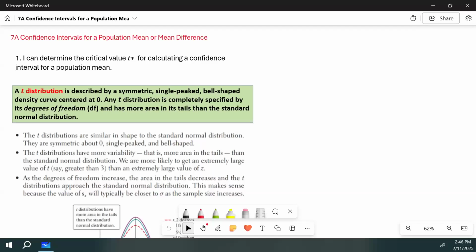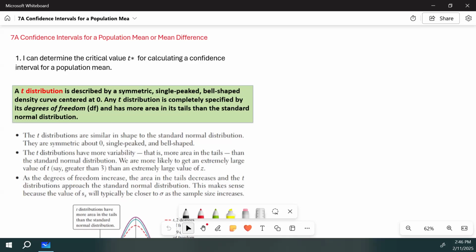All right, guys, Mr. Antonucci here, and in this video, we're going to start talking about confidence intervals for a population mean or mean difference. So in this video, I'd like to talk to you about the learning target: I can determine the critical value T star for calculating a confidence interval for a population mean.